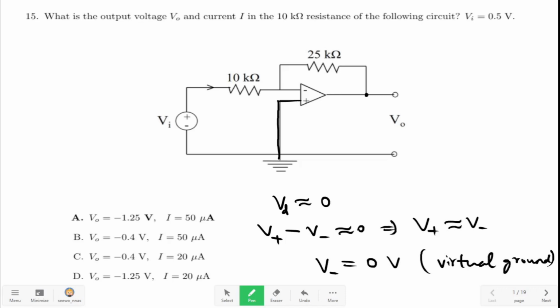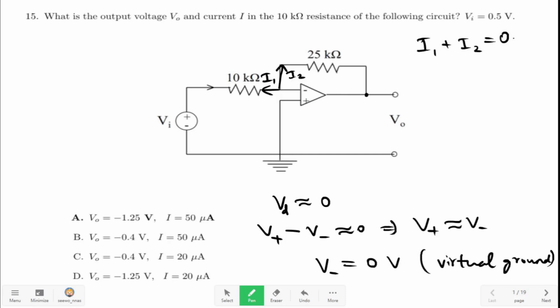Now we will use Kirchhoff's current law here. Kirchhoff's current law says that the sum of outgoing currents is equal to the sum of incoming currents. So outgoing current, let us say this is I1 and this is I2. Now in this direction current will not flow because for an op-amp the input resistance is very high, and therefore current will not enter into input terminals. Therefore we have I1 plus I2. This is the outgoing currents. This is equal to 0 because there is no incoming current.